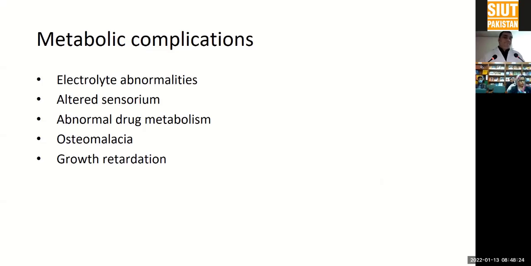Why do electrolyte abnormalities occur in patients with diversion? Dr. Ali Mullah, what is the basic mechanism? What happens? We have to see the diversion. If we take a gastric, no, in general, what is the basic mechanism? Any part of gut, what happens? What is wrong? Why do electrolytes become abnormal?